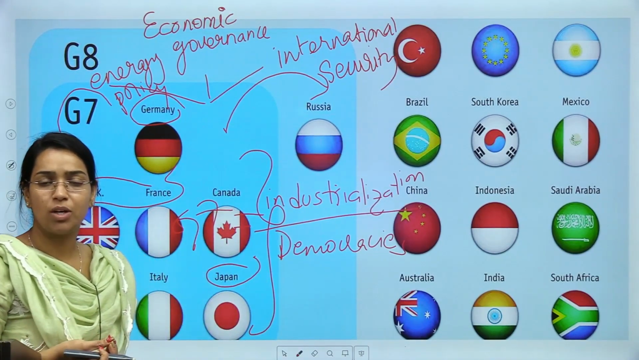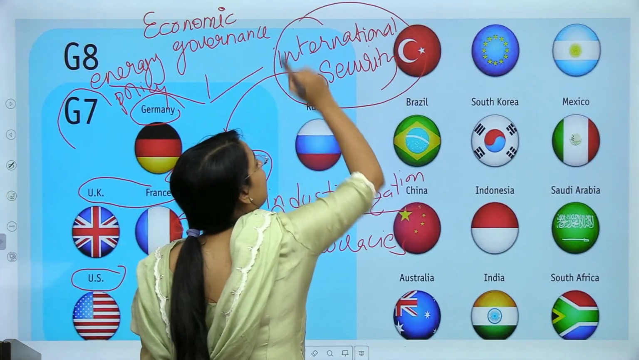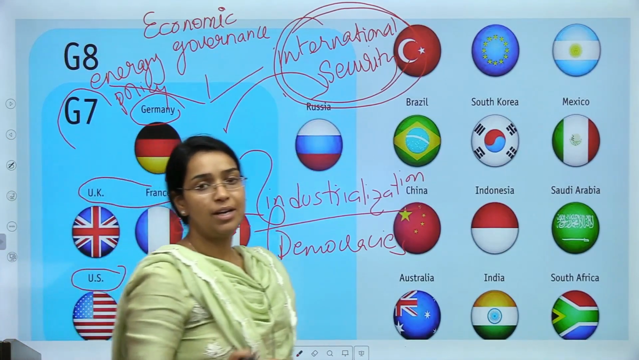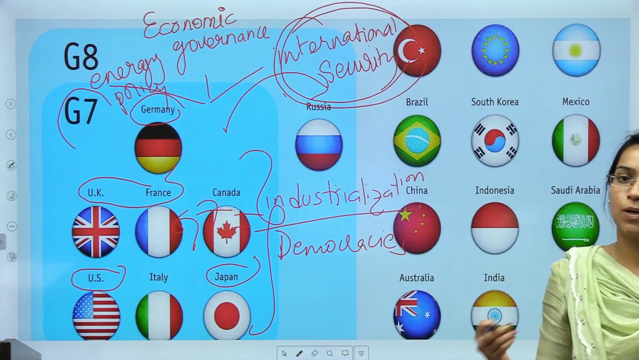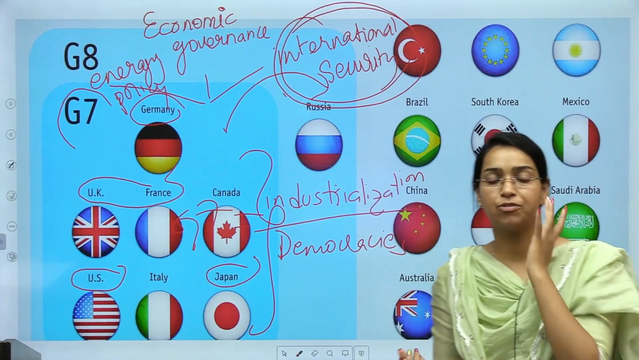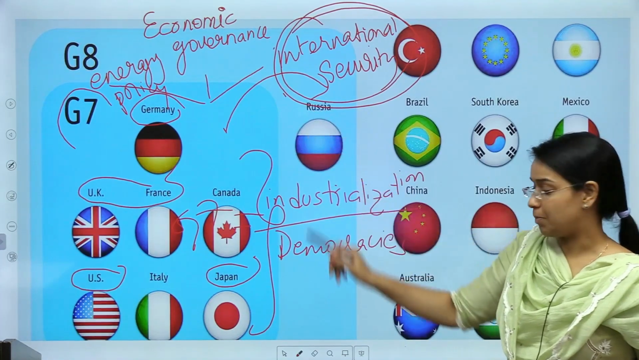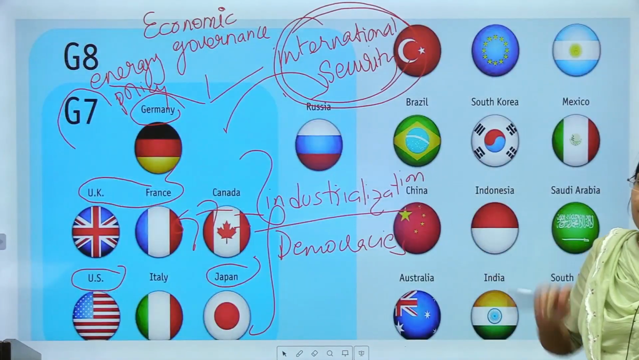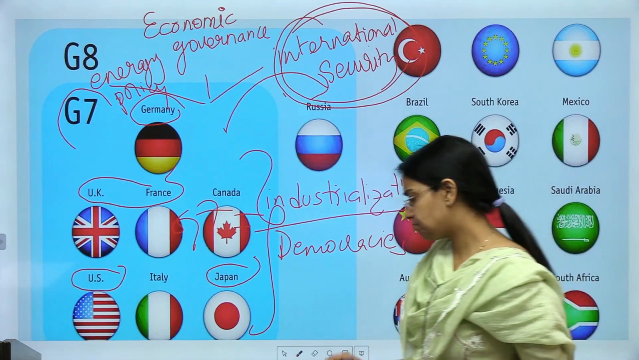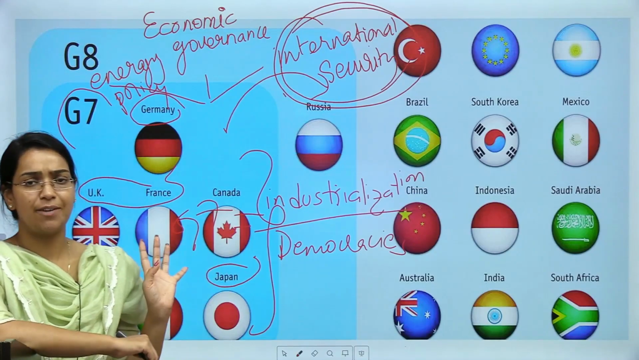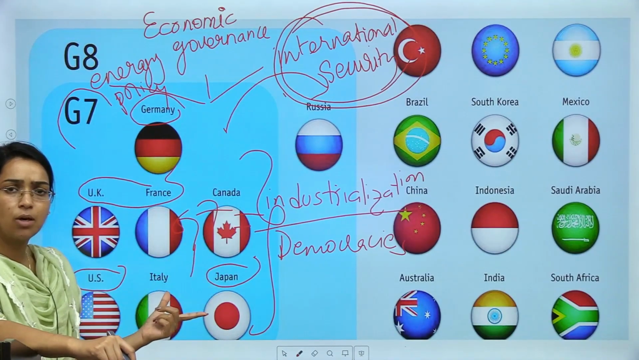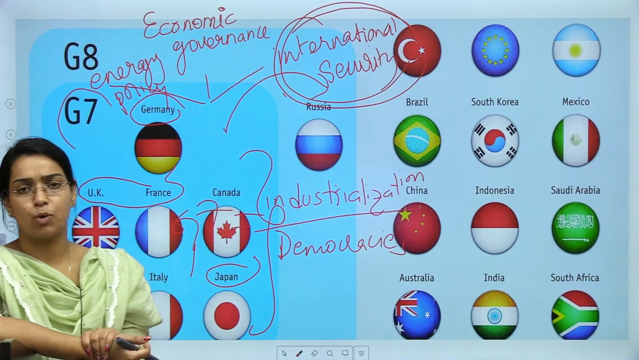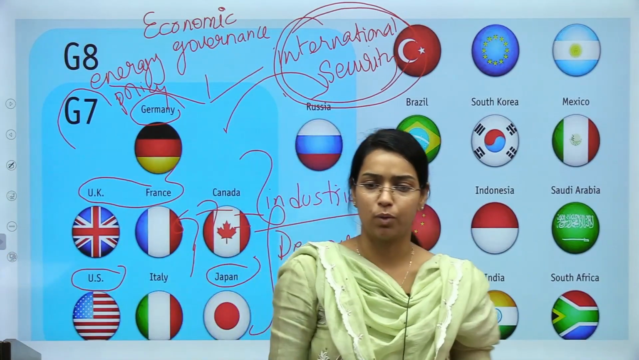Right? For example, Russia-Ukraine war चल रही है. Now under this pillar, they will want to bring an end to the war, right? Because their objective is to ensure international security, security of all the countries in the world. So some of the decisions that they take will be in this respect. That is why they have introduced this price cap coalition to meet the objective of international security. Right? So that is what is important for you in G7. Just try to remember the names of the countries, the objectives, and some of the initiatives that it is taking, like the price cap coalition. जो भी news में आता है related to G7, that you can cover.